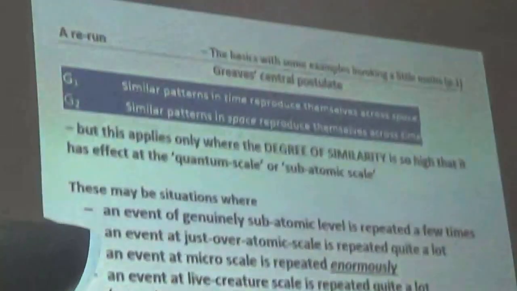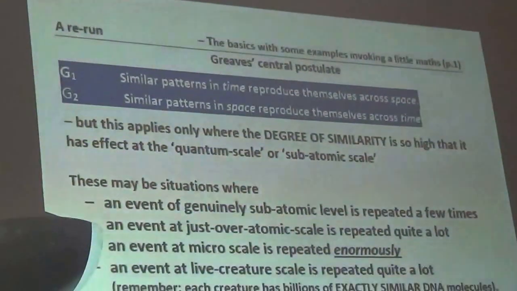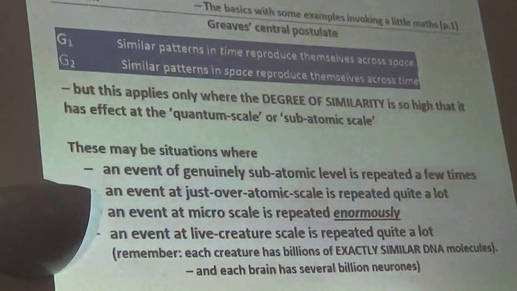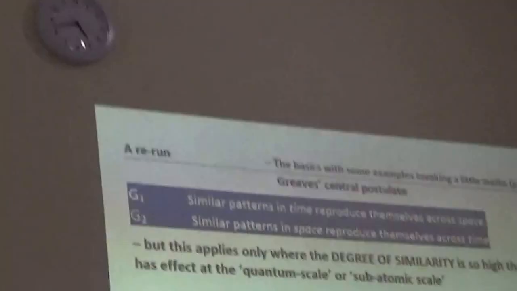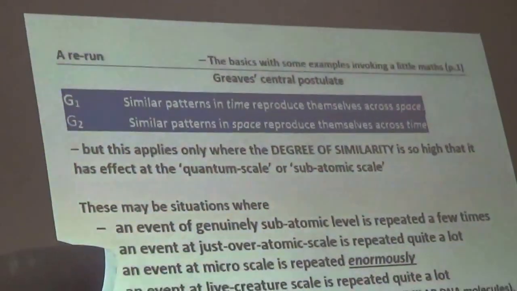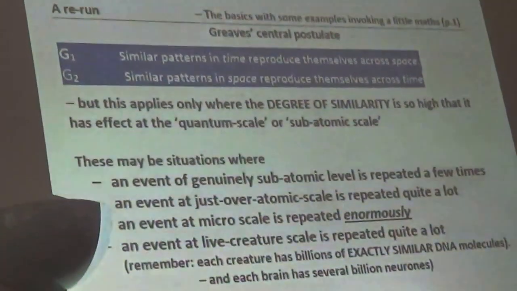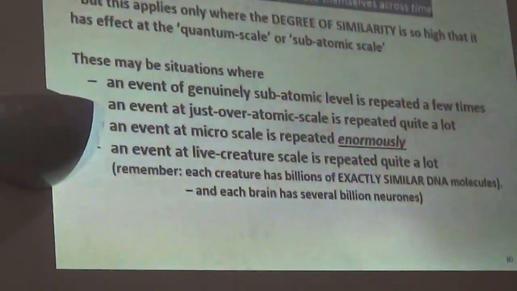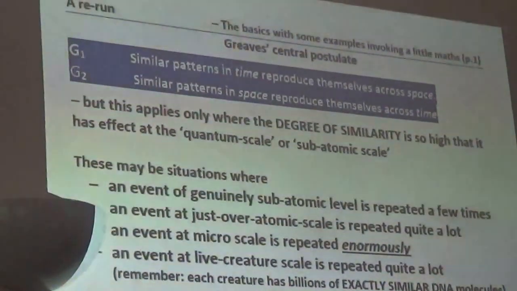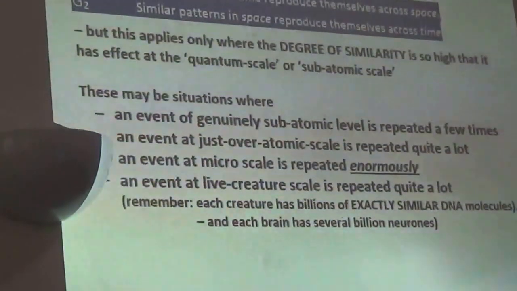Central postulate. Patterns in time reproduce themselves in space. Patterns in space reproduce themselves in time. But this only happens where the degree of similarity is high. The principle works. I'll try and do it for 10 minutes. The rest of this is about the degree of similarity, how we quantify it.